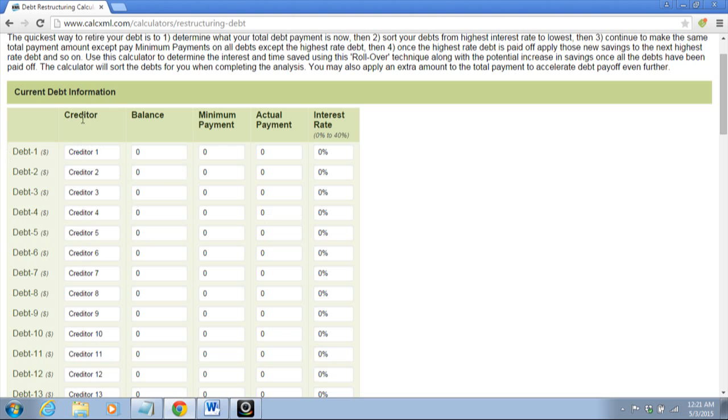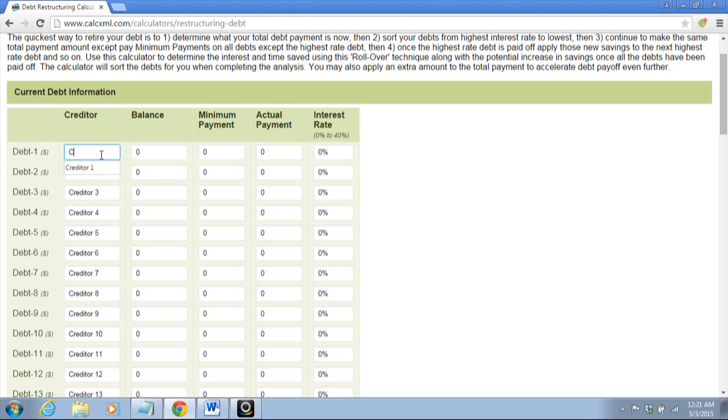You have a field for the creditor, a field for the balance of your debt, your minimum payment, and how much you actually pay, because sometimes people pay a little bit more on a credit card bill or something of that nature, and also the interest rate. Okay, so let's go ahead and begin by keying in some debts here. Again, this is a live example.